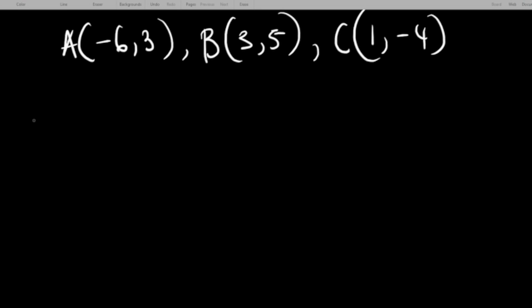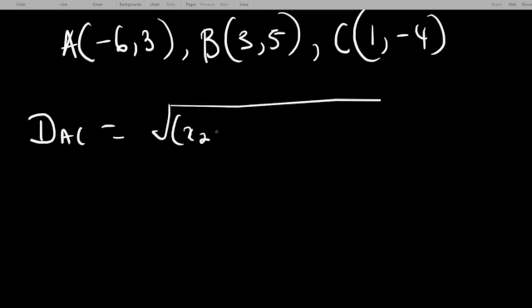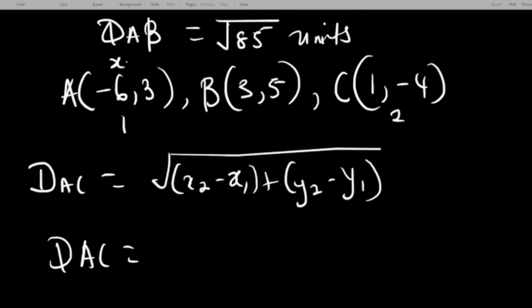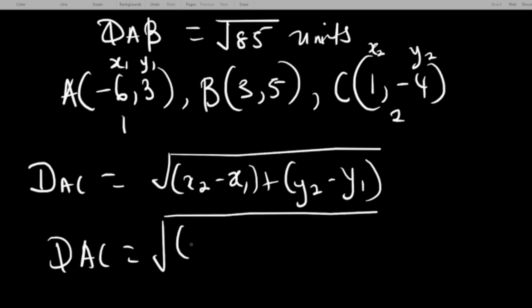Let's now do AC. So we say distance AC equals the square root again, and now we say x2 minus x1 squared plus y2 minus y1 squared. So for distance AC, we can take this one now to be our 1 and C to be our 2. We can also define the coordinates again: here we have x1, y1, and our x2, y2. Okay, so let's plug in what we have and find the distance.